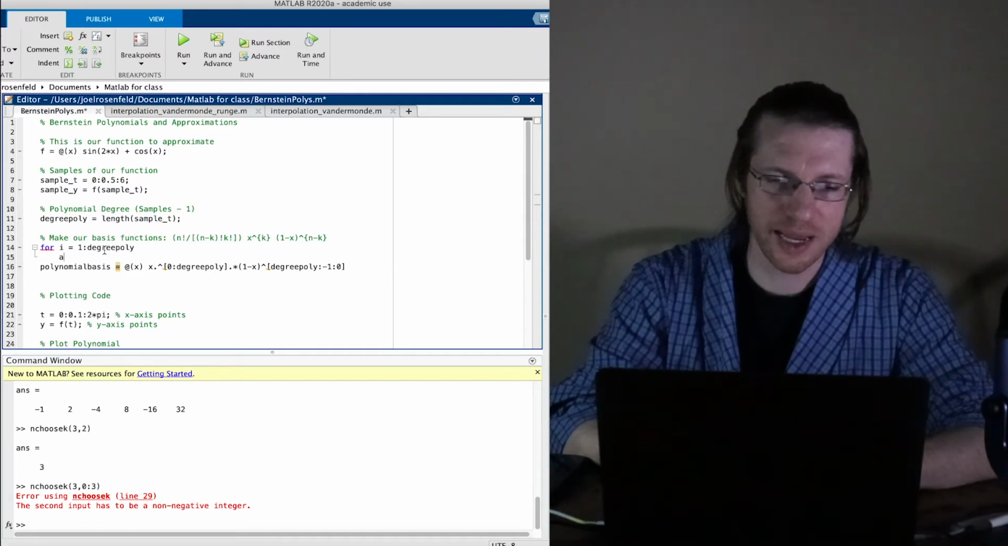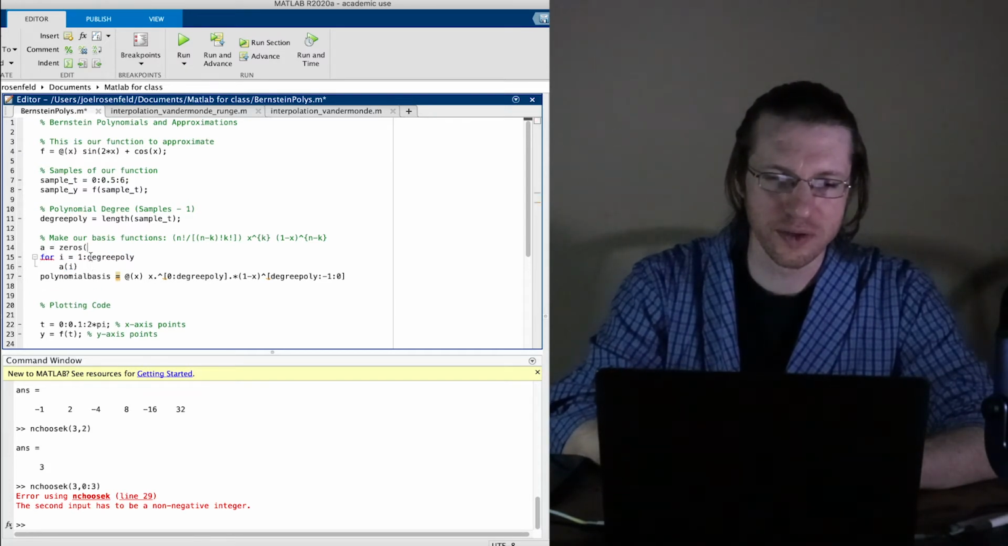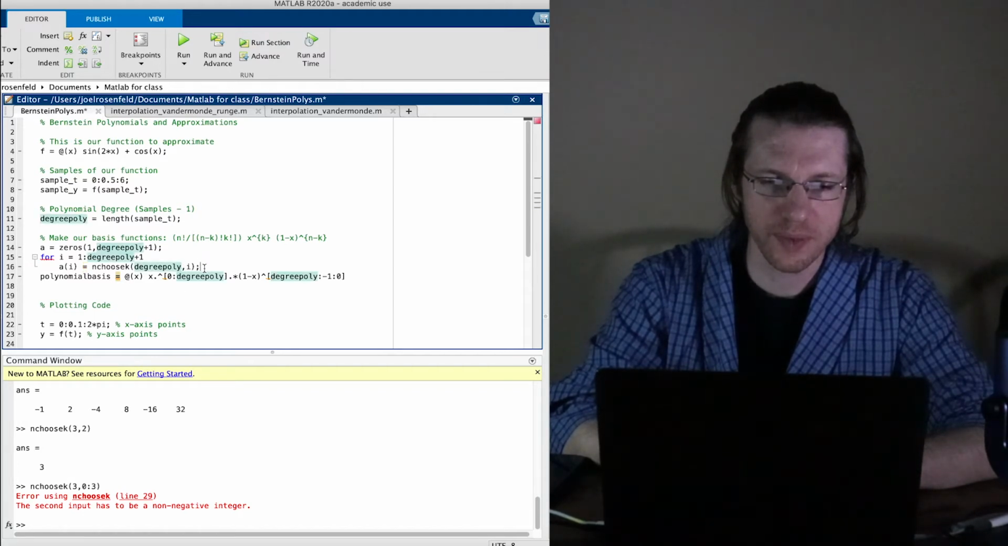I'm going to call this a. I'll have to make a here, say a is equal to zeros of size 1 by degree poly plus 1. Okay, so filling this in, we're going to have n choose k of degree poly comma i, and yeah, is that right?